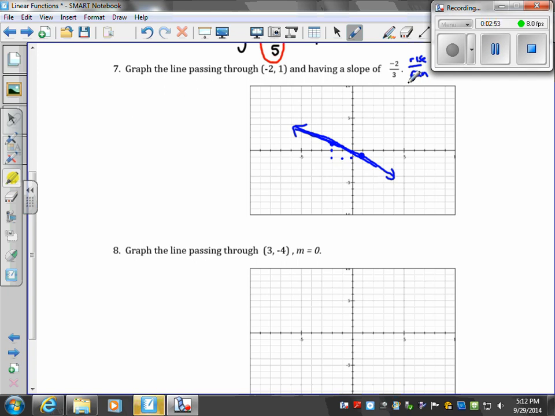In number 8, we're going to graph a line passing through 3, negative 4. So we go 1, 2, 3, down 1, 2, 3, 4. One more. 3, negative 4 is about right here. It has a slope of 0. Well, we know slope of 0 is going to be a horizontal line, so that's a slope of 0. And we've graphed that.